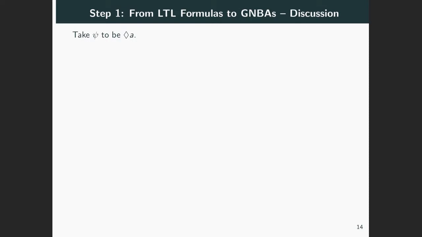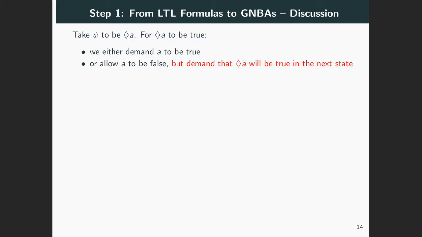For another example, let's take psi to be eventually A, and let's see what it takes for it to be true. To achieve the truth of eventually A, we either demand A to be true, and we are done, because eventually is implied by now, or alternatively, we allow A to be false right now and postpone to the next state the goal of making eventually A true.